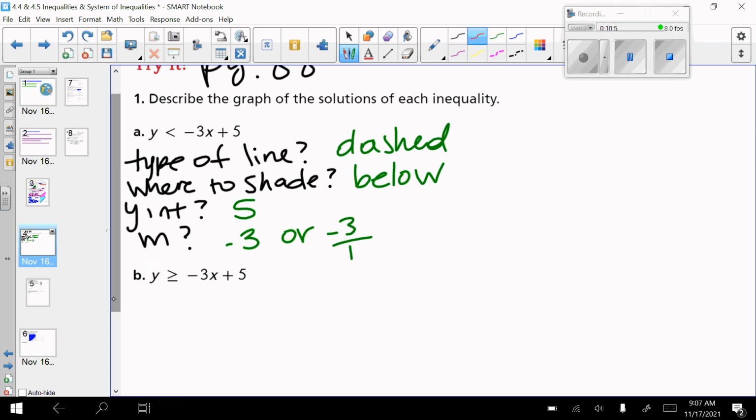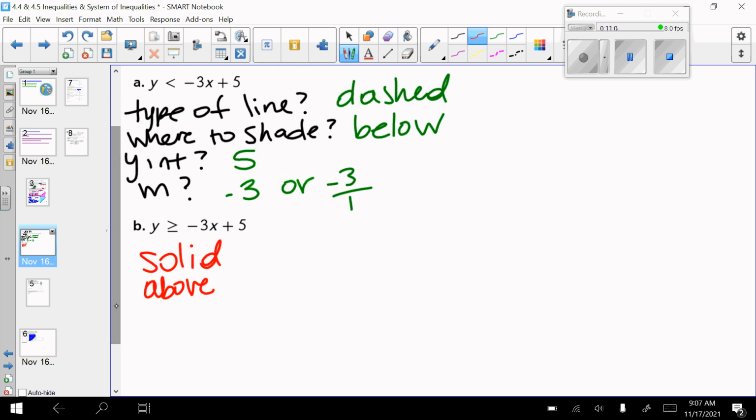Okay, what about the second one? What kind of line? Perfect. So does that mean we include the ordered pairs on my line as part of my solution or no? Yes, we do. Good. And then where are we going to shade? Above or below? And then what's my y-intercept? Good. And what's my slope? Yeah, it just so happens to be the same thing. Awesome. Just wanted to make sure y'all would look at the inequality and answer those questions. So good job.